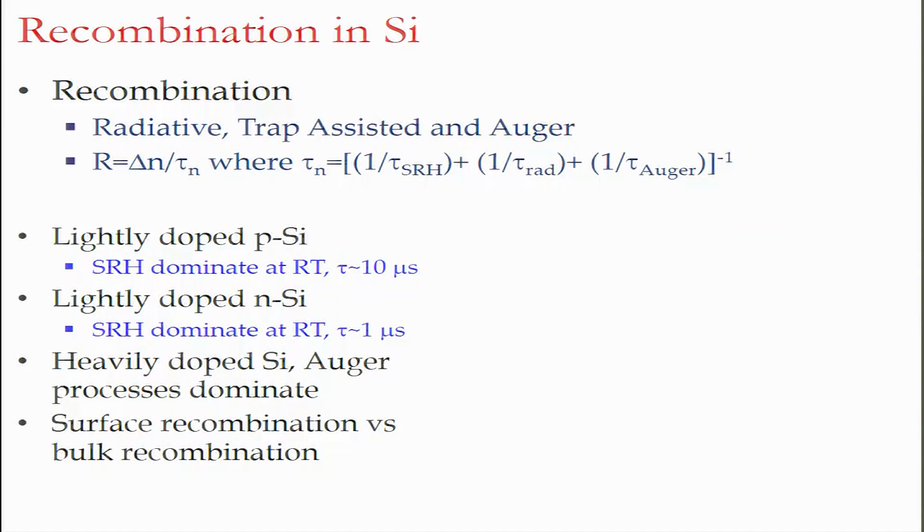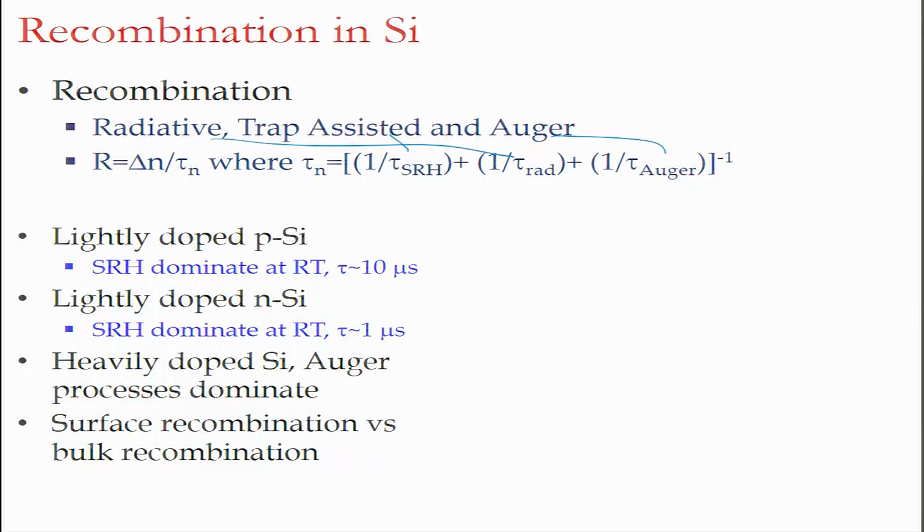Silicon also has recombination issues, and recombination is generally radiative. It could be trap assisted and also it could be Auger. So, generally the recombination rate is given as delta n by tau n for N type carriers, and this is basically the sum of 1 over tau radiative, 1 over tau Shockley-Read-Hall and 1 over tau Auger. So, this is radiative recombination, this is Shockley-Read-Hall and this is Auger. This we saw earlier also, right.